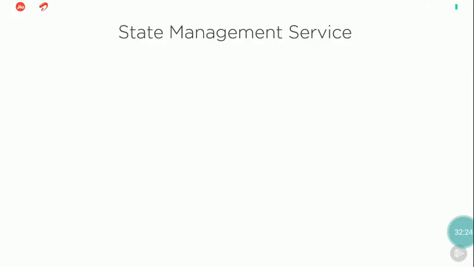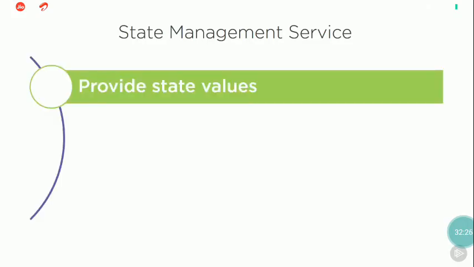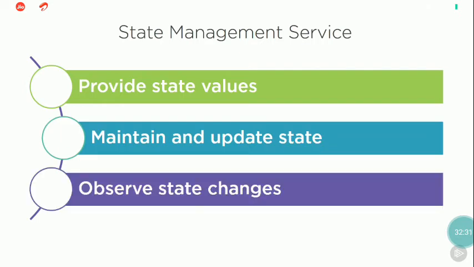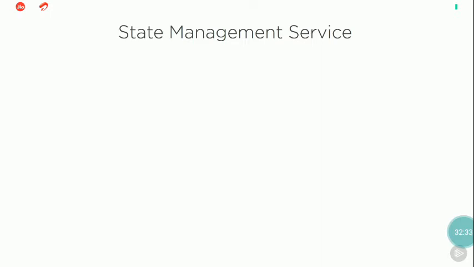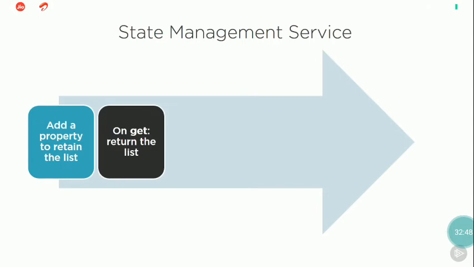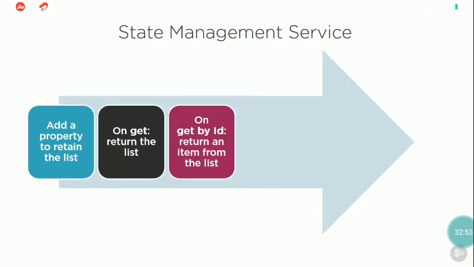The purpose of a state management service is to provide state values, maintain and update state, and observe changes to that state. To turn a basic data access service into a state management service, we need to add a property to retain the list of entities. This property is populated the first time we retrieve the data, and any other requests for the data use this property. On a get, we then return that list if it's already been retrieved. On a get by ID, we locate and return the requested item from that list.